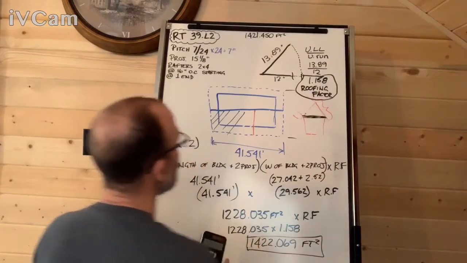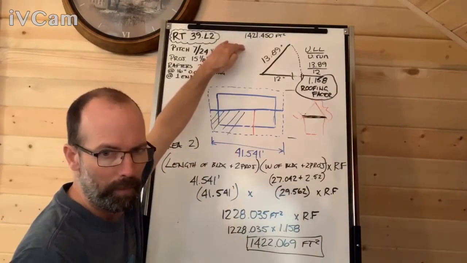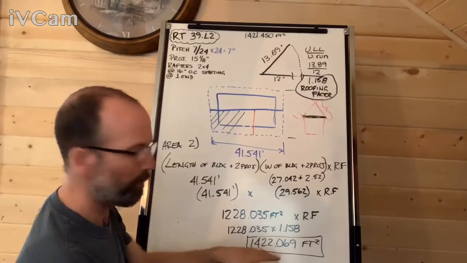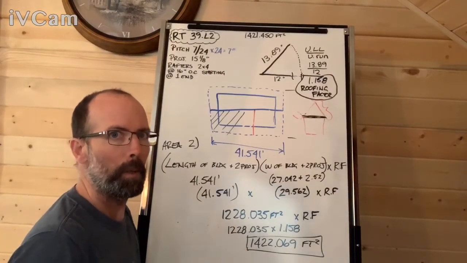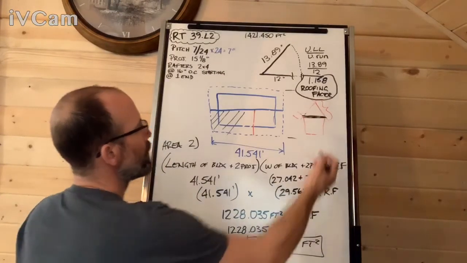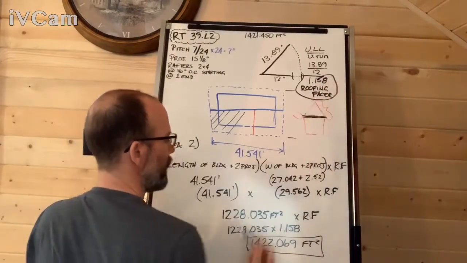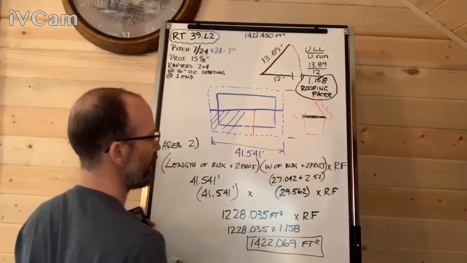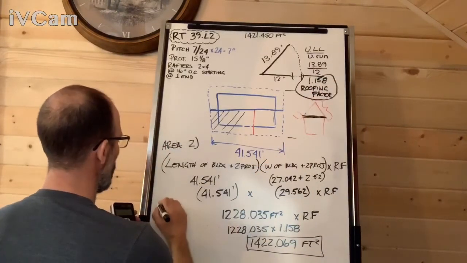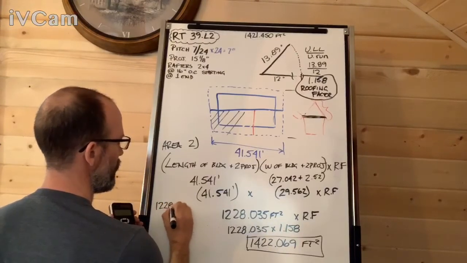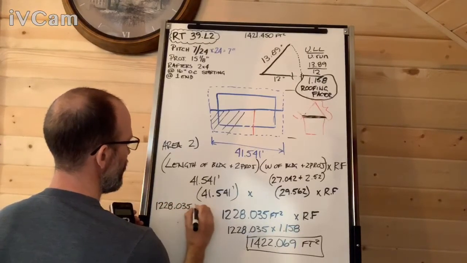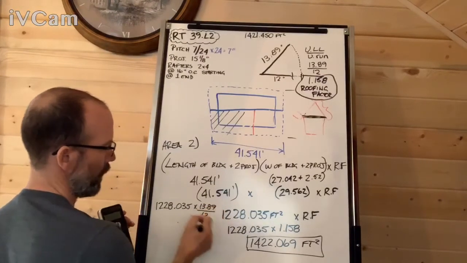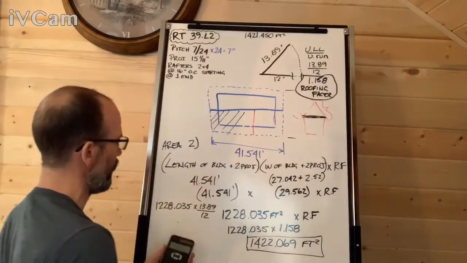It's a little bit different than what we had at the top. It's about half a square foot, not very much. The reason it's a little bit different is the rounding that happened right here. If I truly wouldn't have used roofing factor and I would have put these two numbers in, 13.89 and 12, it would have changed a little bit. Just see here, 1228.035 times 13.89 divided by 12. So this is how I determined my roofing factor, and I rounded it to 1.158.